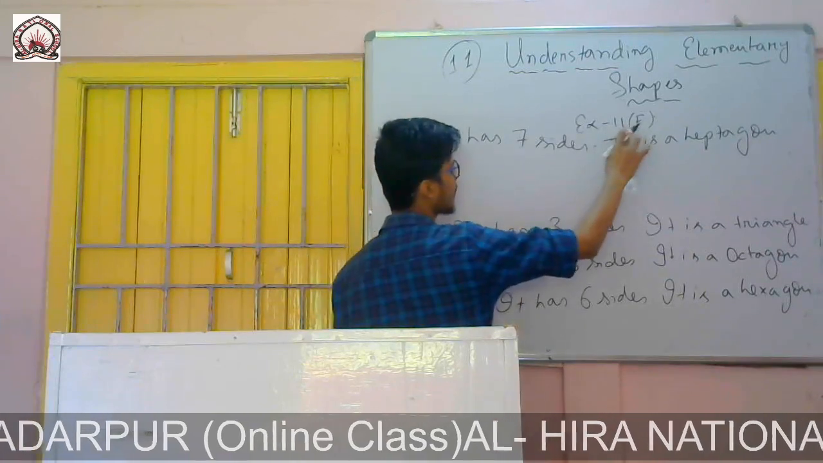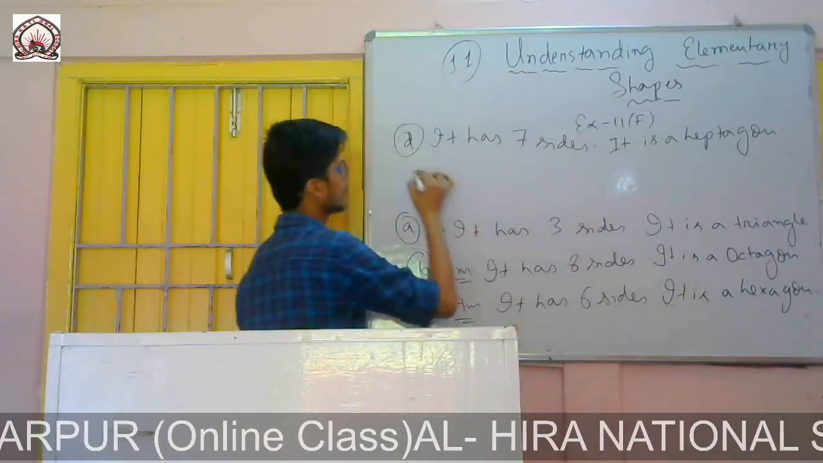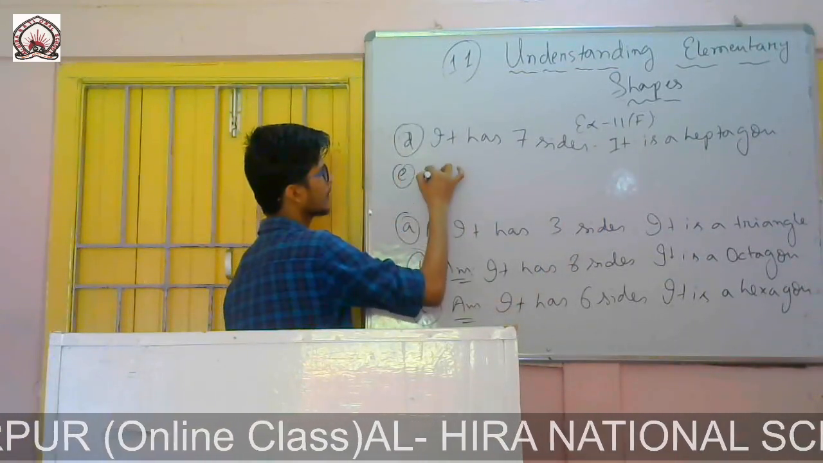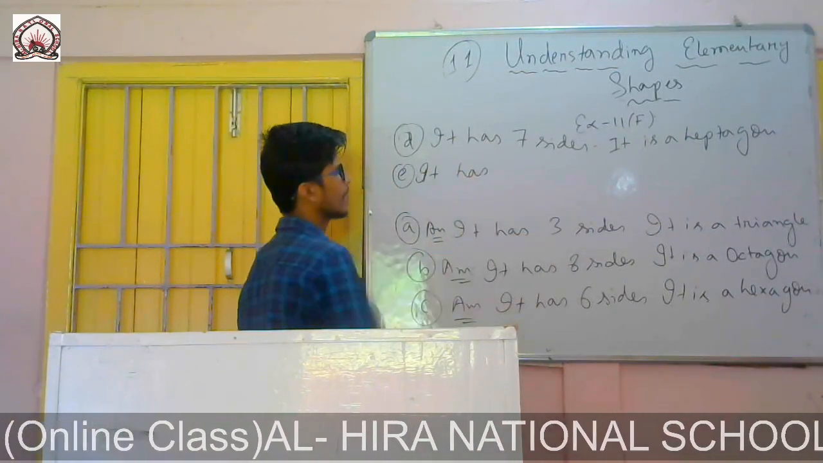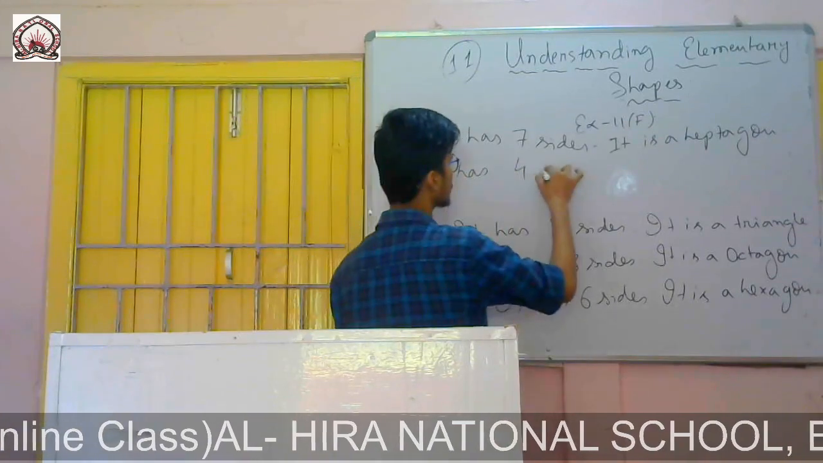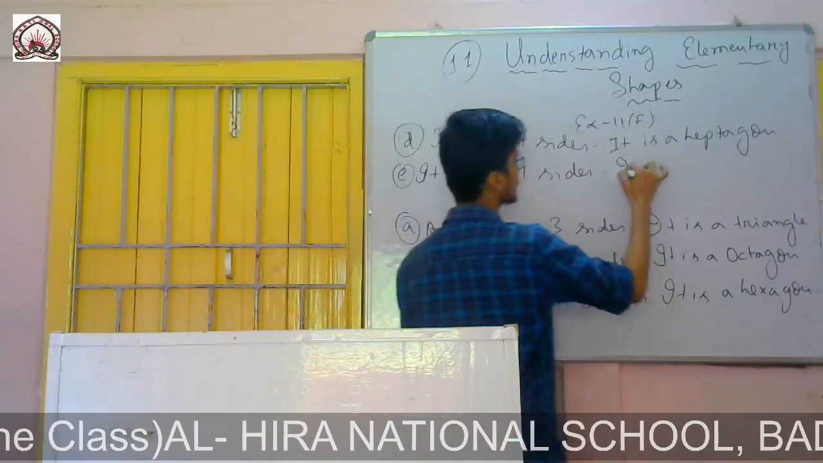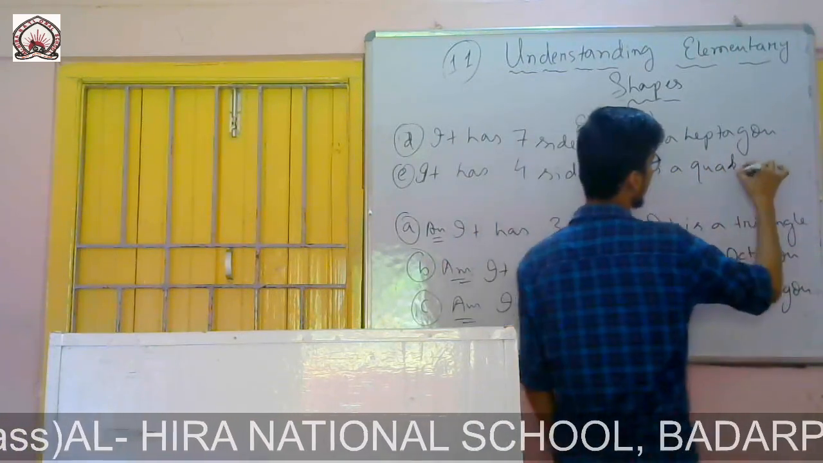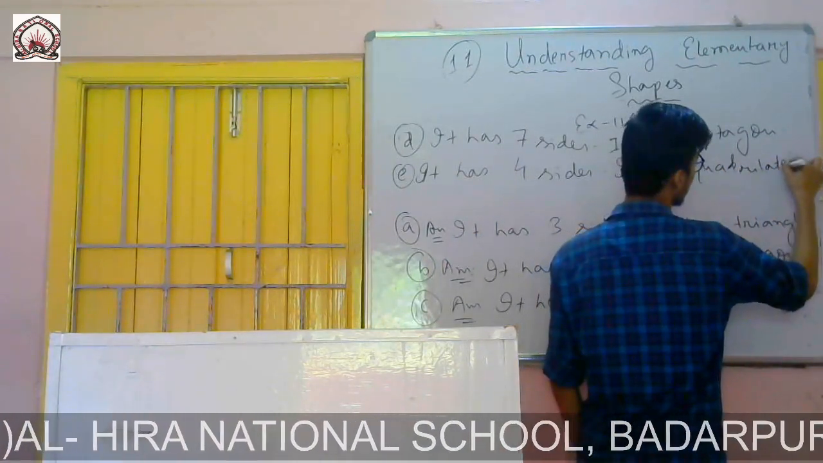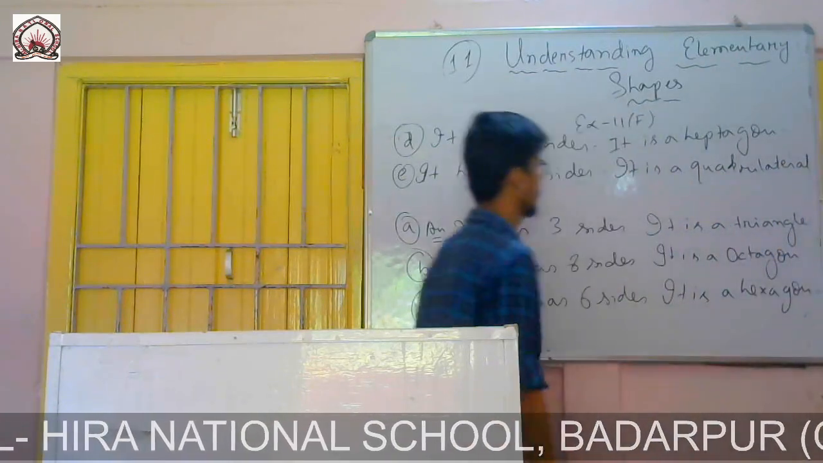then we say it is a quadrilateral. So the E answer, I am only writing the answer, you draw the diagram and then you write. It has 4 sides. It is a quadrilateral.